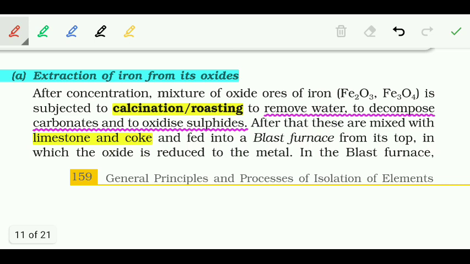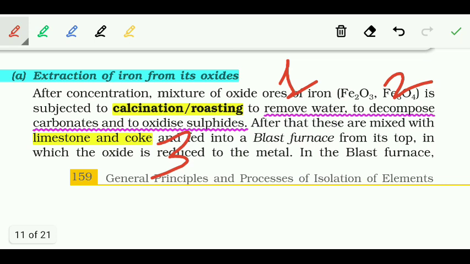So this oxide ore is subjected to calcination or roasting. We are going for calcination as well as roasting to remove water, to decompose carbonate and to oxidize sulfides. So the purpose of calcination or roasting is three-fold. As shown here, the first purpose is removal of water, the second purpose is decomposition of carbonate ore, and the third is to oxidize sulfide.